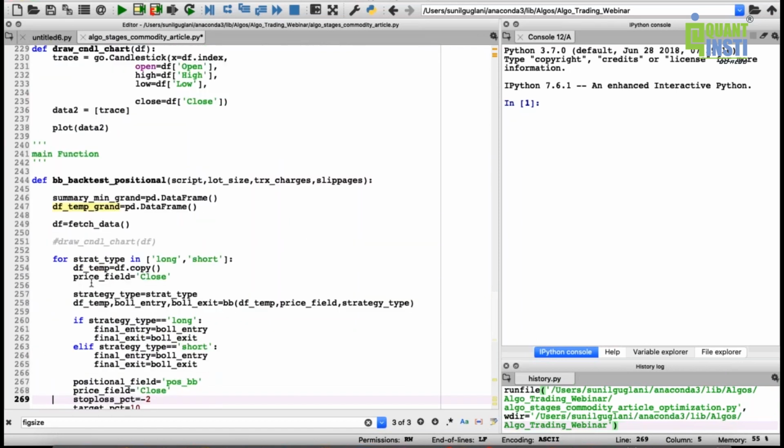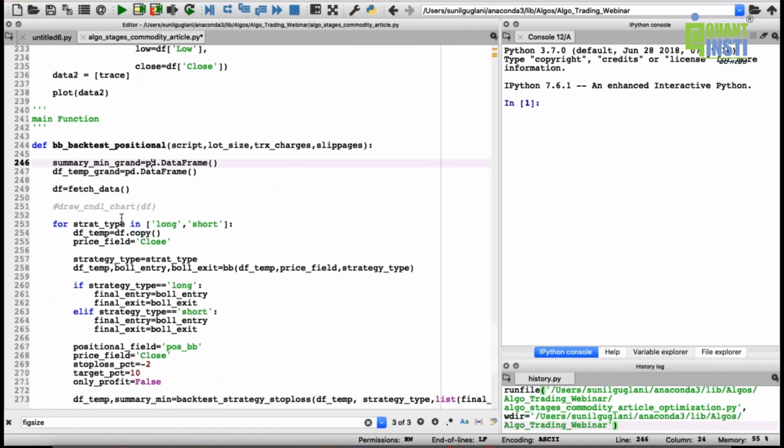And this is the main function. If you see, we are passing which script we need to do the backtesting, how much is the lot size, how much is the transaction charges and slippages. So here, for entry and exit criteria, we are invoking the function called BB, which we just defined, which will create the upper and lower levels.